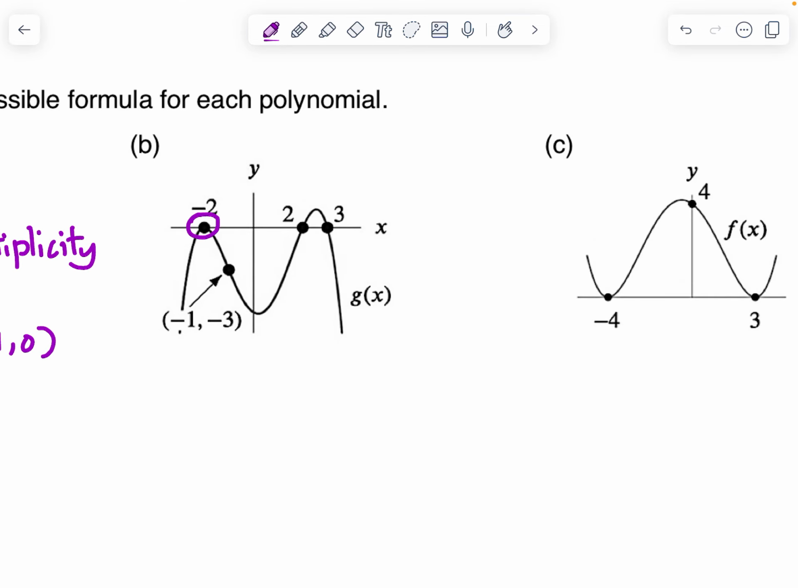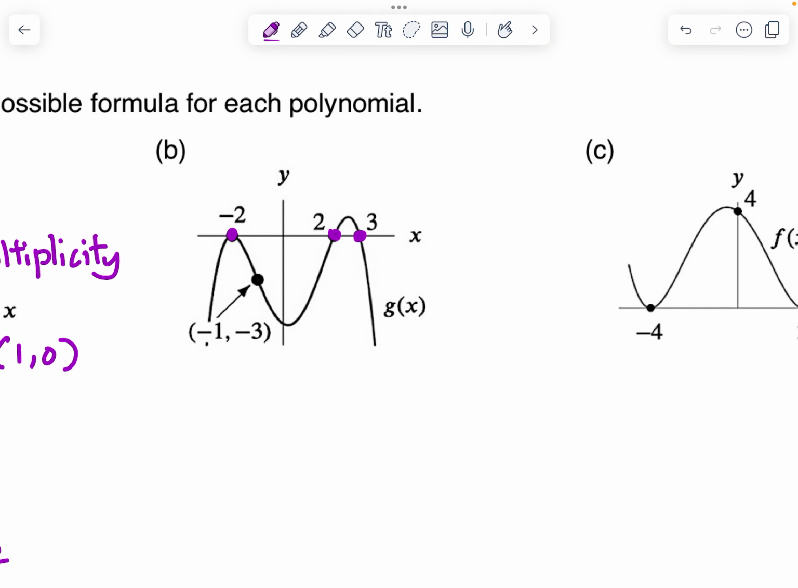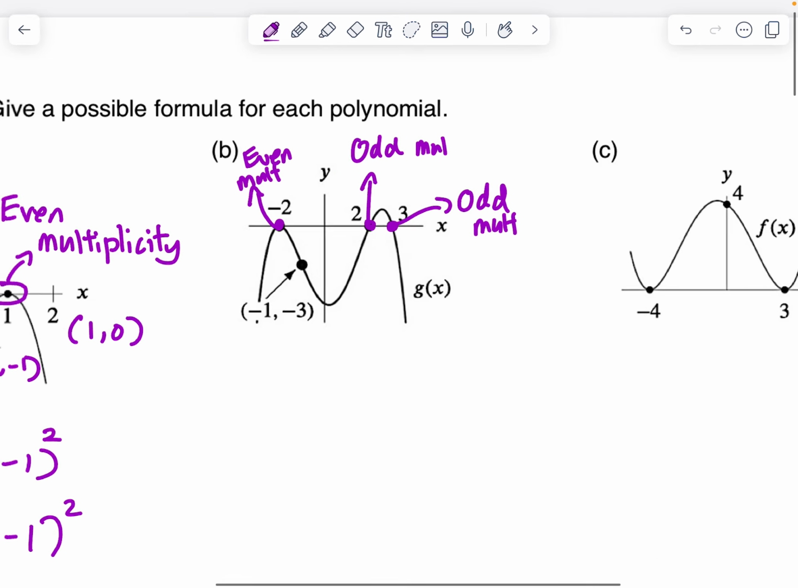Here I see 3 zeros. Here, here, and here. And here we know that this is even multiplicity because it bounces off. How about here? This is odd because it goes through the x-axis. And this is also odd. So we have the zeros, so we can use factor form.